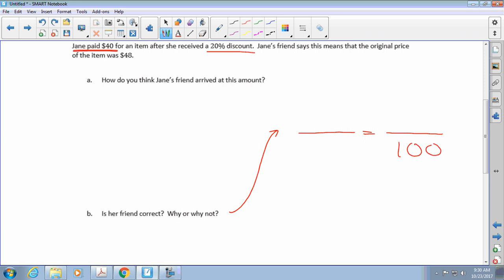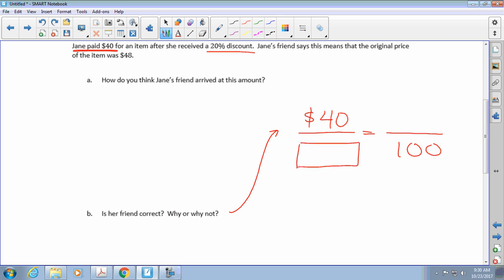We know the price she paid, right? So we've got to determine, is that the whole price or is that the partial price? Is that a part or is it a whole, Mackenzie? It's a part, very good. So we need to put that on the top or bottom? Top, very good. So we've got that figured out. We need to find the original price. So let's put a box underneath.